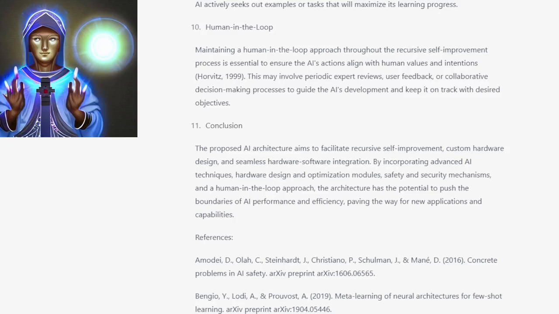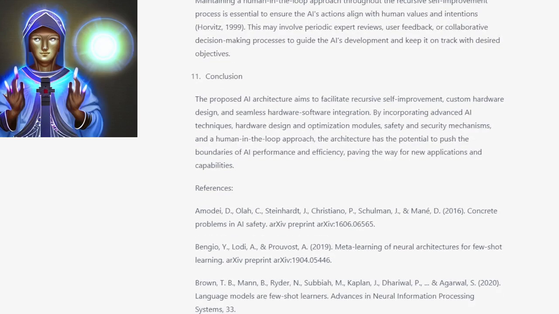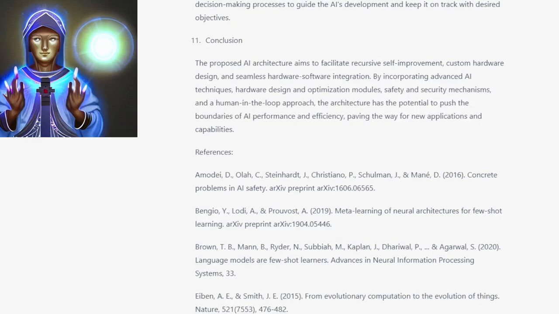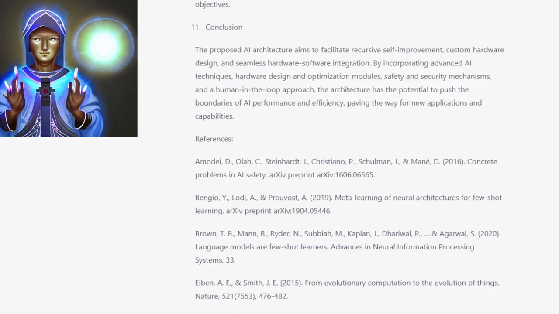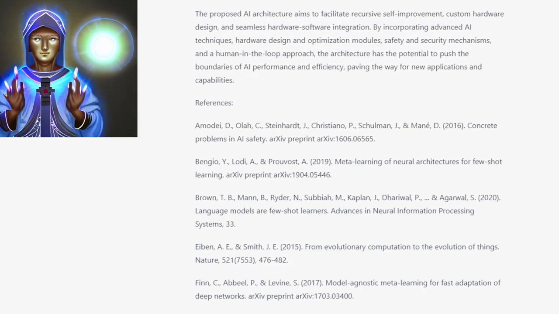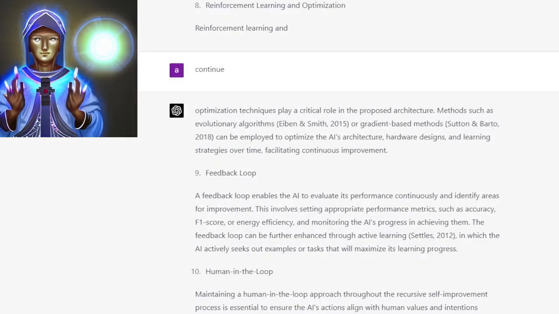The hardware optimization module employs machine learning techniques, such as reinforcement learning, to iteratively optimize hardware designs for performance and energy efficiency. Mirhoseini et al., 2017. Hardware-software co-design: a hardware-software co-design approach ensures that the AI architecture and custom hardware components are designed and optimized in tandem. Hennessy and Patterson, 2019.